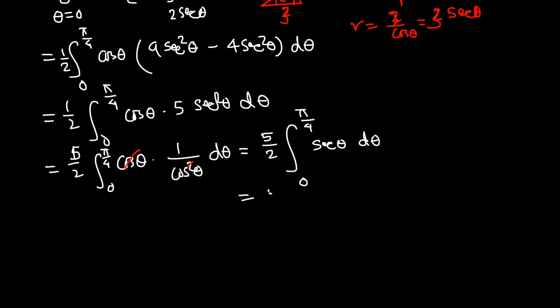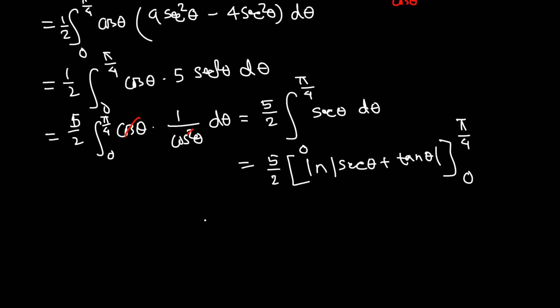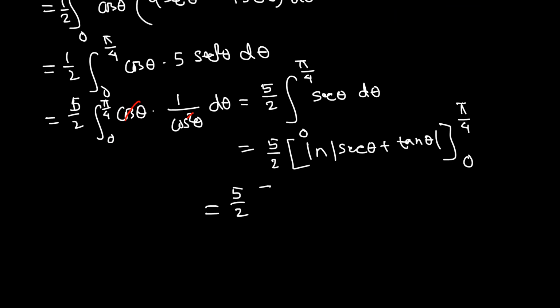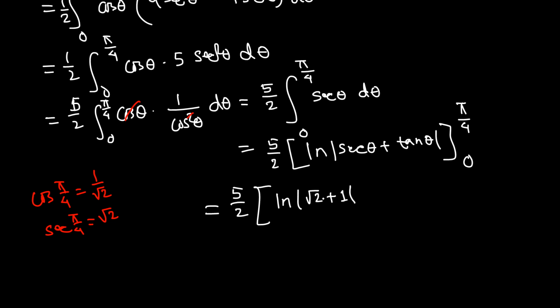Now comes a little bit of a challenge. The antiderivative of secant, which was found in calculus 1, is the natural log of secant plus tangent. You can check this formula, and theta is from 0 to pi over 4. Now let's plug in the upper limit and lower limit. 5 halves, upper limit natural log of secant pi over 4 plus tangent pi over 4. Cosine pi over 4 is 1 over root 2 or root 2 over 2. Then the reciprocal is secant pi over 4, which is just root 2. So the natural log of root 2 plus tangent pi over 4, that's 1. In fact, root 2 plus 1 is positive, so we don't need absolute value. We can just put parentheses.